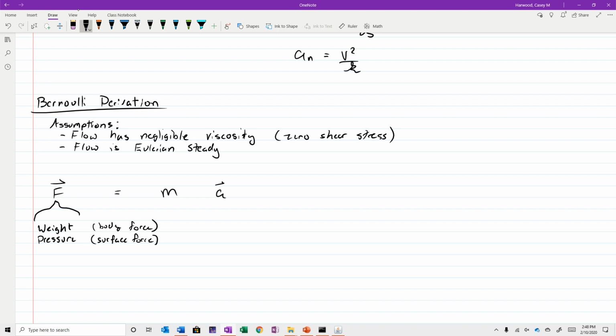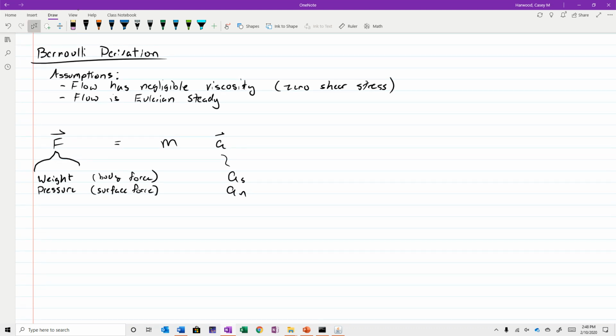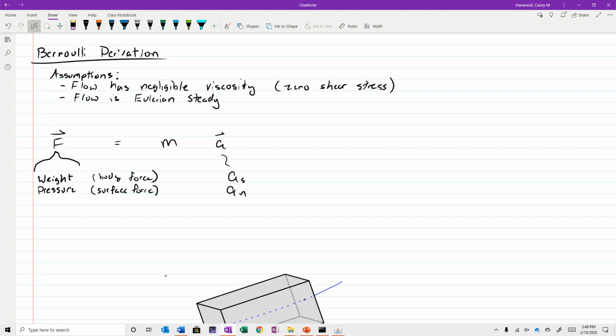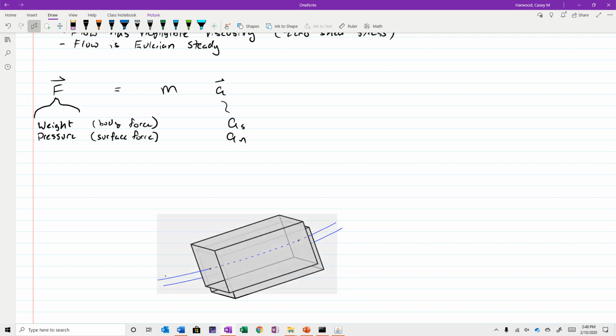M, pretty self-explanatory. Got a parcel of fluid, it's got some mass, and then for the acceleration, we're going to have the a sub s and the a sub n, forming our two acceleration directions. So the way we're going to approach this now is through essentially a free body diagram. Let me drag in my sketch. There we go.